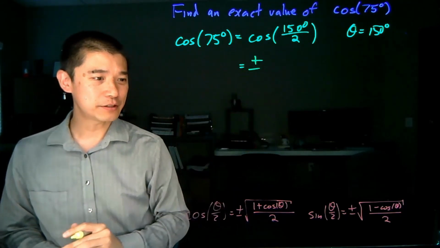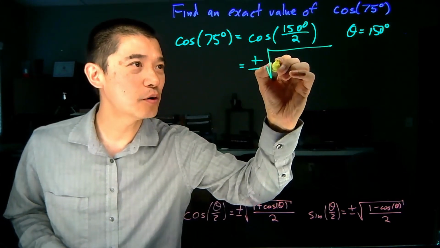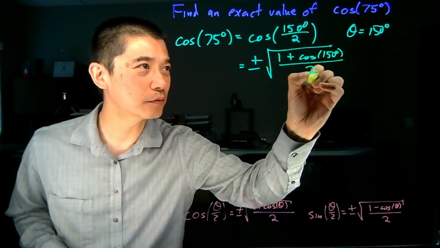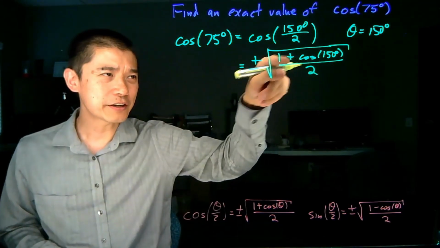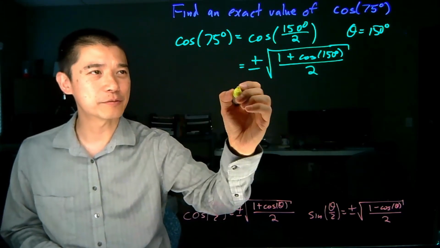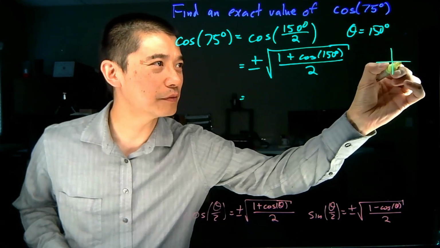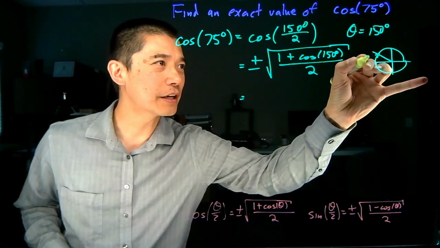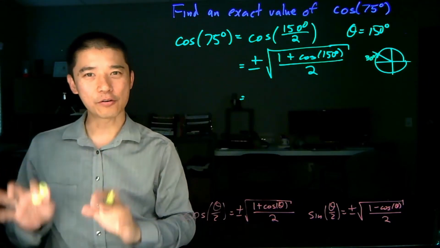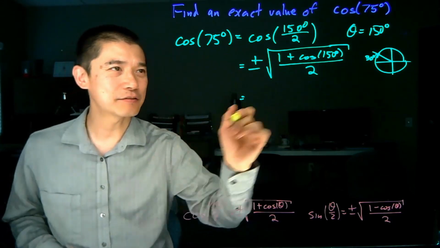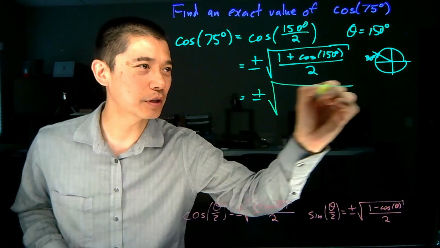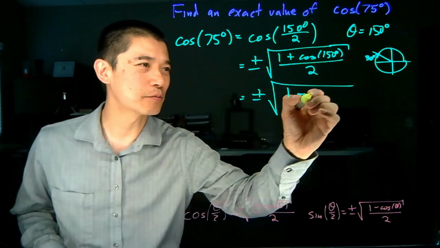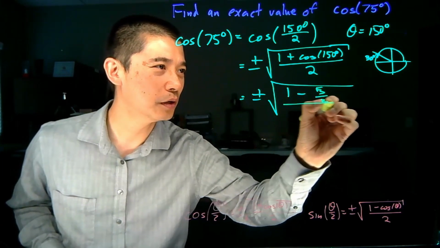Once we get that, we have plus or minus the square root of 1 plus cosine of 150 degrees all over 2. We'll go ahead and calculate the part under the square root first and then figure out the plus or minus later. So 150 degrees. Well, 150 degrees is going to be in the second quadrant, and the reference angle is going to be 30 degrees. Since it's cosine, in the second quadrant, it's going to be negative. So this is going to be plus or minus the square root of 1 minus, now the reference angle is 30 degrees, cosine of 30 degrees is the square root of 3 over 2, all of that over 2.